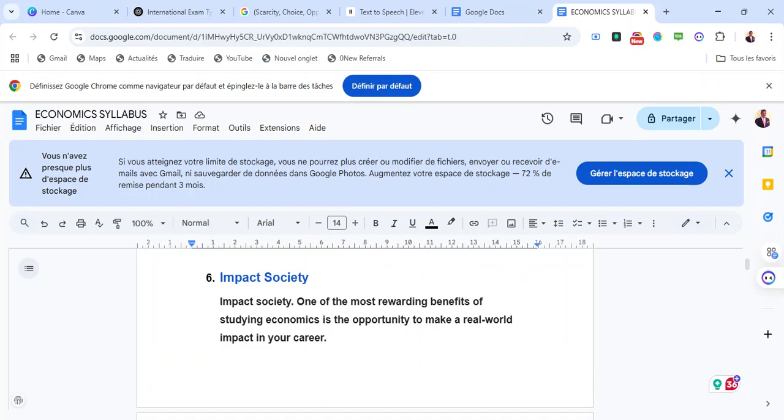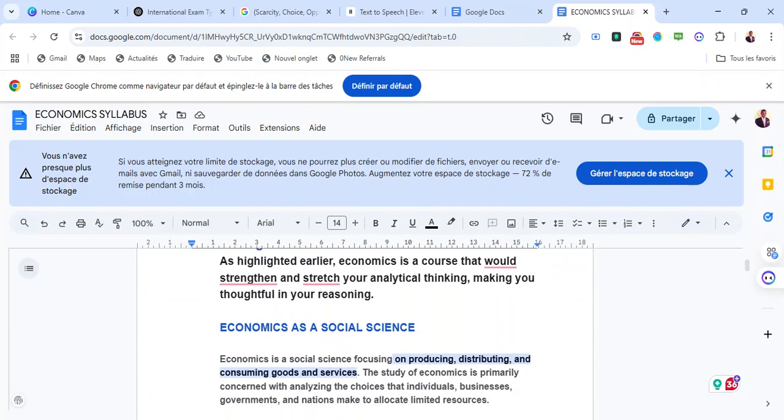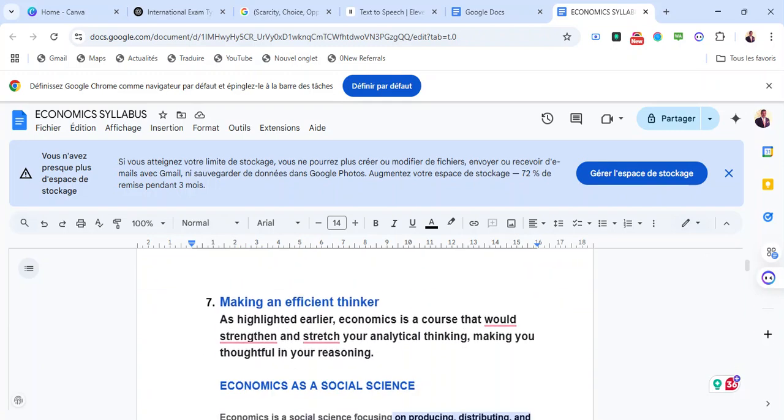One of the most rewarding benefits of studying economics is the opportunity to make a real-world impact in your career. The seventh reason we study economics is that it makes you an efficient thinker. As I highlighted earlier, economics is a course that would strengthen and stretch your analytic thinking, making you thoughtful in your reasoning. So those are the seven reasons why we study economics.